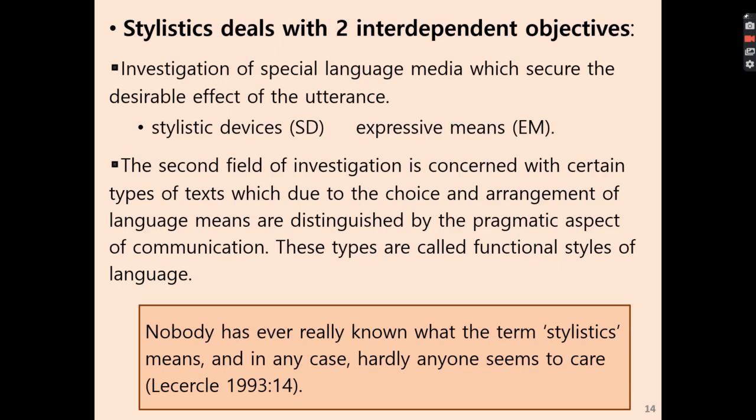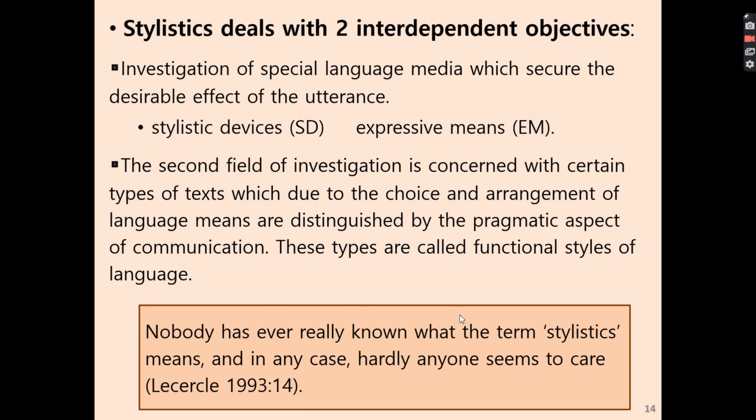Not only that, but we are also going to take a look at the types of text in terms of choice and arrangement of language, not only the pragmatic aspects. So this is what we call the functional style.